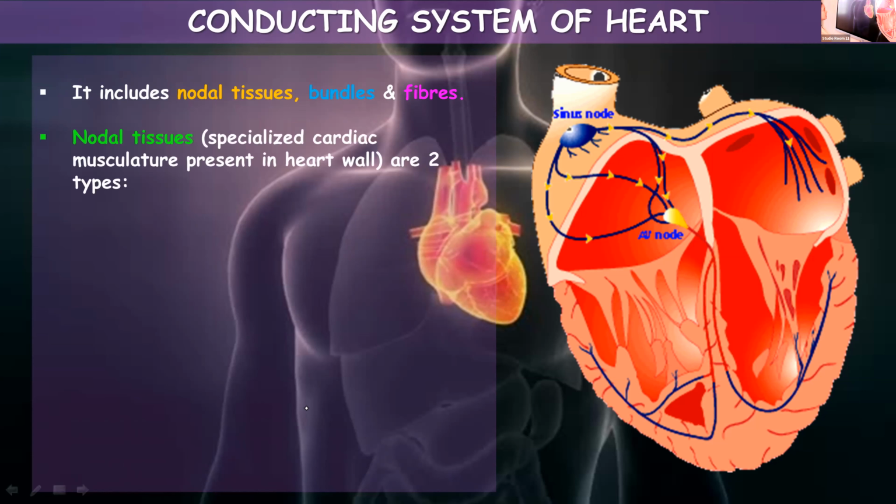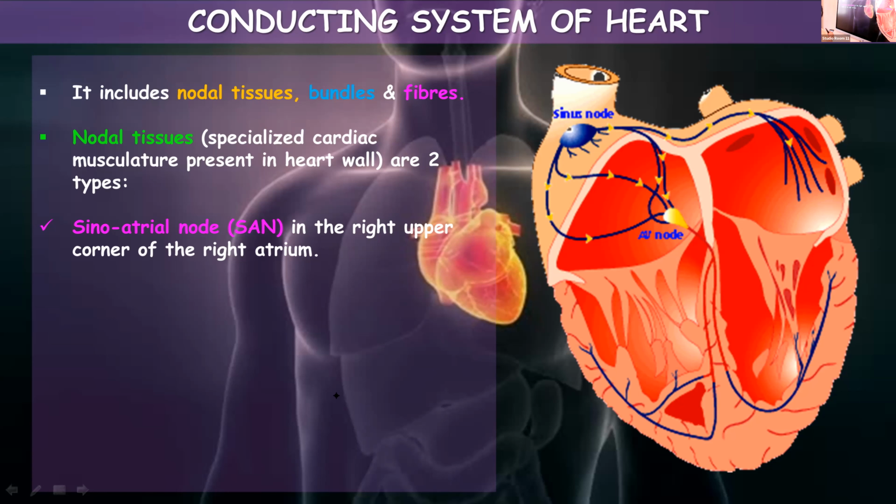Nodal tissues are specialized cardiac musculature present in the heart wall. There are two types of nodal tissues. The first one is the sinoatrial node, in short form SAN, and it is present in the right upper corner of the right atrium.